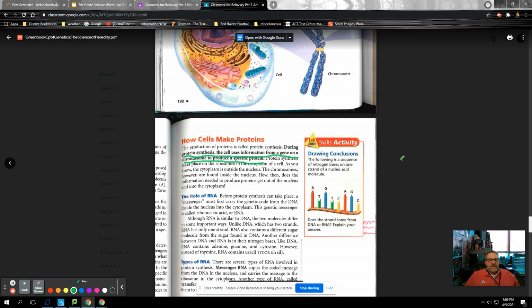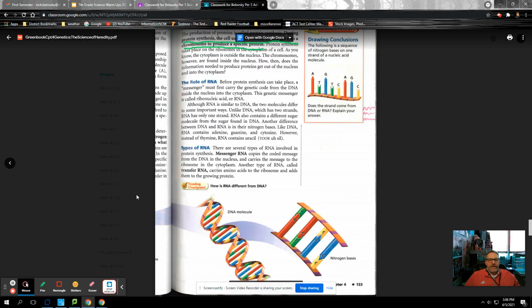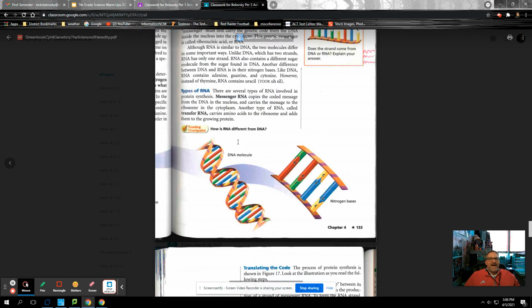All right. So, how does a cell know what tissues need to be made? That's a good question. Let me see if I can figure out how to do this. I need my mouse back. Here we go. Numbers 9 and 10 are the different types of RNA. And if you'll remember, there are two types of RNA: messenger RNA and transfer RNA.